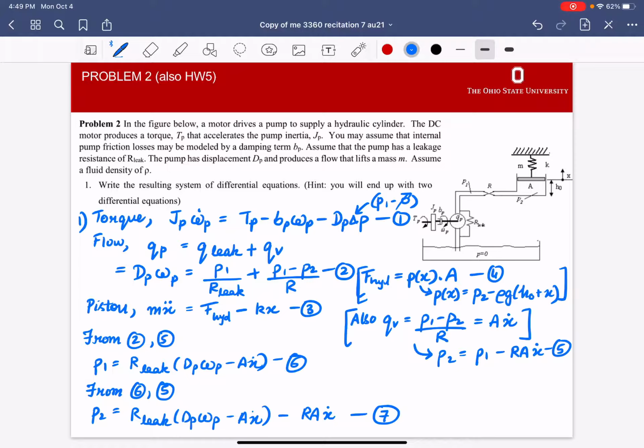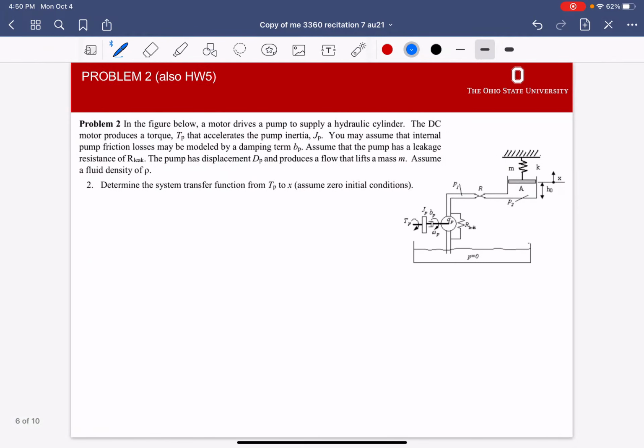So any questions so far? Does it all make sense? All right. So now what we can do is plug equations 6 and 7 into 1 and 3, and that way we will get our final two equations that we are looking for. So let's go ahead and do that.